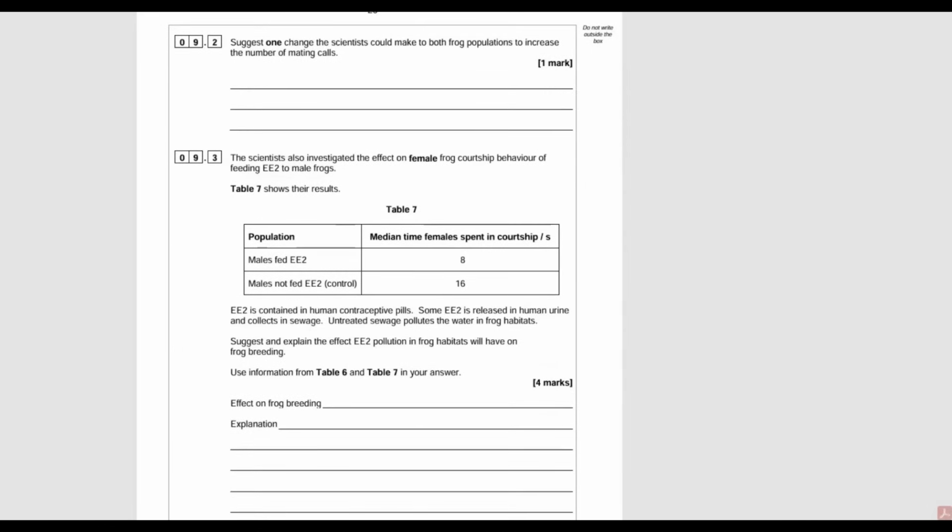Well, we could add females to the group. Okay, so we could add female frogs. Then they're going to be able to start mating and they'll make those mating calls, meaning that they are in the process of mating. Okay.